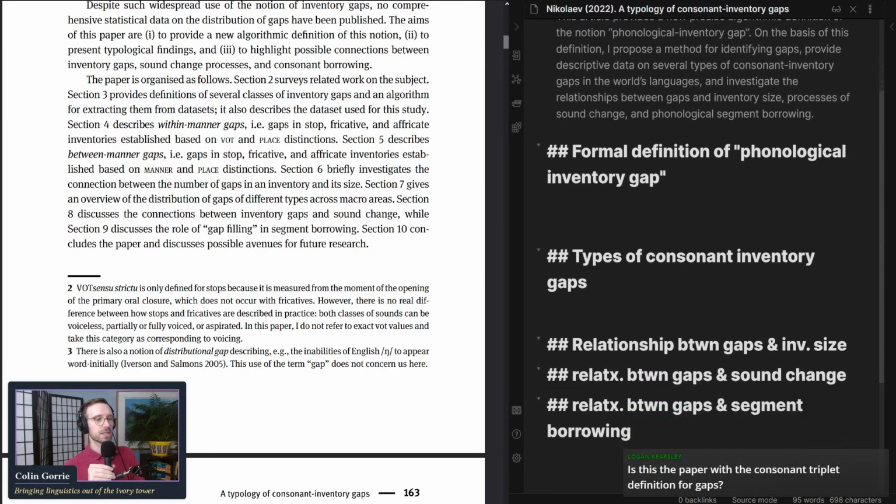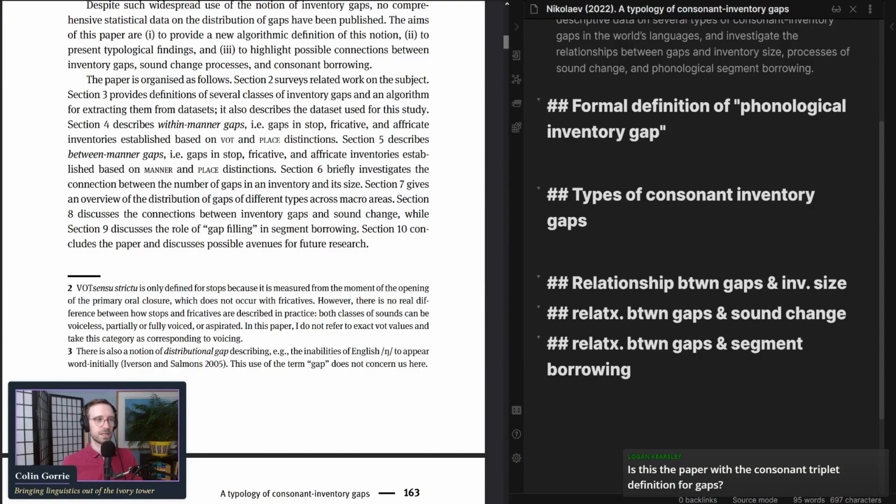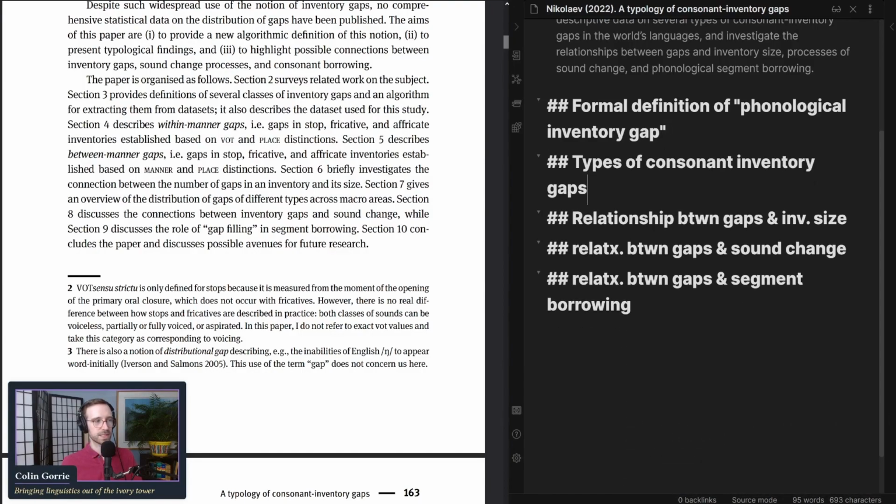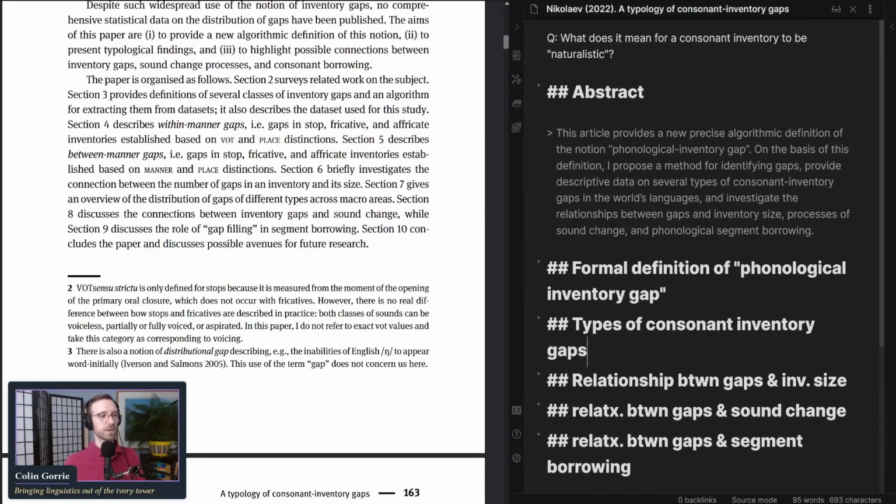Okay, so essentially it looks like it's going to proceed according to what's described in the abstract, which is good, nice organization. We can see the author says they provide a method for identifying gaps and a definition, then descriptive data of the different types, then investigate these relationships. So it looks like section 3 is the definition and the algorithm. Section 4 is one of the types, within manner. Section 5 is another one of the types, between manner. We'll get into that soon.